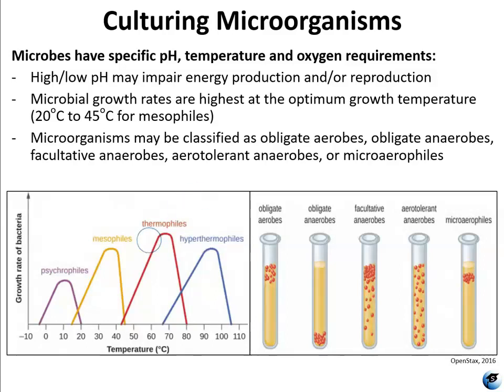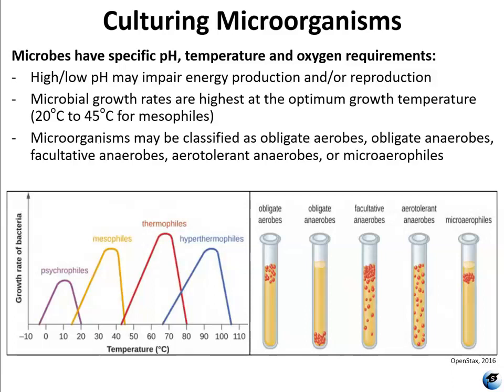Most bacteria are neutrophiles, meaning that they grow at a neutral pH of about 7. Microorganisms that grow optimally at a pH less than this are called acidophiles. And then at the other end of the spectrum are alkalophiles. These are microbes that grow at a pH between about 8 and 11.